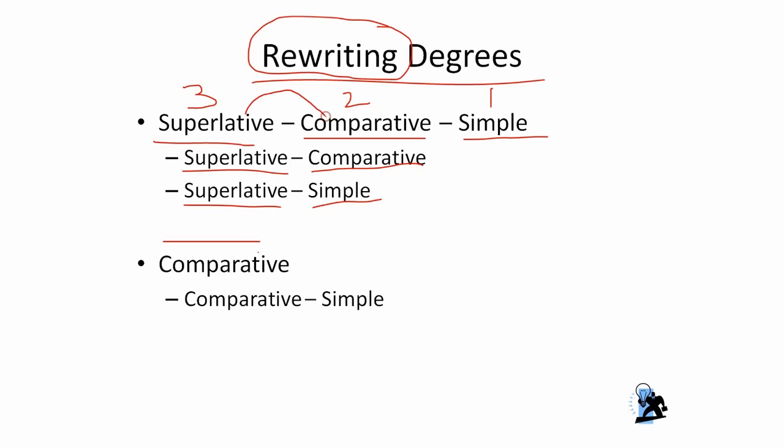Superlative can be rewritten into comparative. Superlative can also be rewritten into simple. So only higher can be written into lower. Comparative can be written into simple. Got it? Okay. So I would like to write this slide. This is a guiding principle for you on how to rewrite the degrees. You can write a superlative into comparative or a superlative into simple, or we can write a comparative into simple.